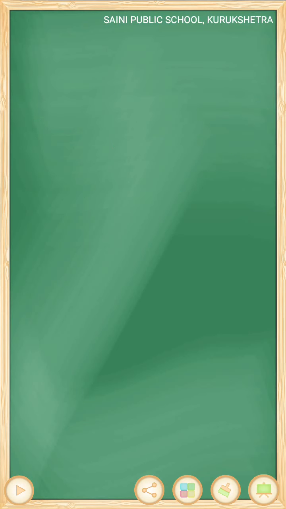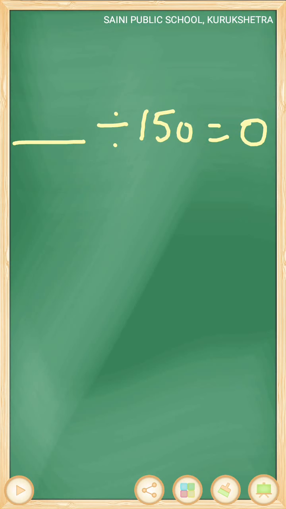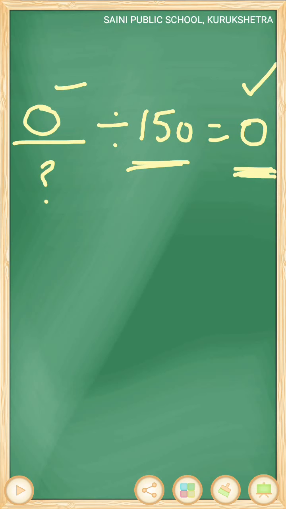Now let us discuss some more questions. Dash divided by 150 is equal to 0. Then what will be the answer here? Now you can see this is our third property. If 0 is divided by any number, then the quotient is always 0. If the quotient is 0, then the number is always divided by 0. So here I will write 0. If here is 0, then the answer is always 0. This is our third property.